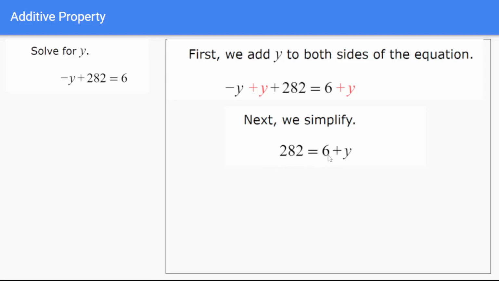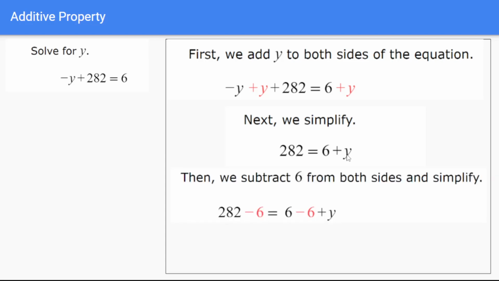Now, since 6 is keeping y from being isolated, we have to subtract 6 from both sides. When we do that, you end up with 276. So y equals 276.